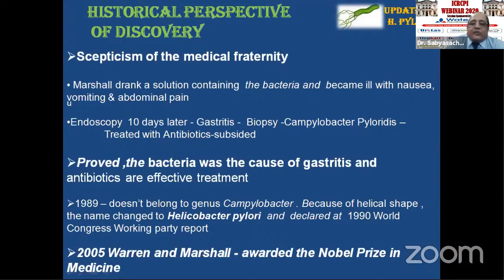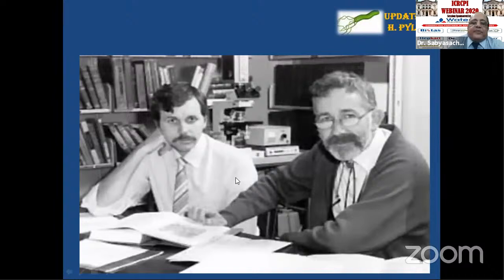But a lot of work went on since then. Later on, in 1989, they decided that it is not genus Campylobacter because of the helical shape, and the name Helicobacter was given. It was announced in the World Congress and a Working Party report in 1990. And as you know, after so many years, in 2005, Warren and Marshall were awarded the Nobel Prize for Medicine.